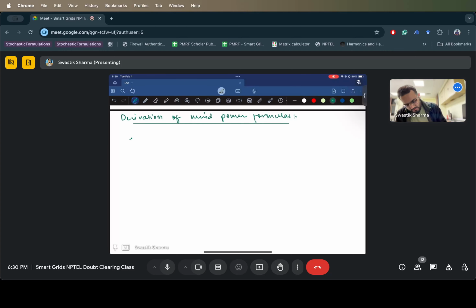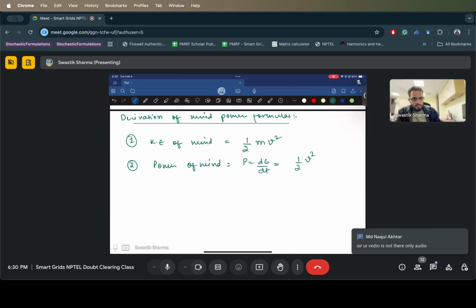So first of all, the kinetic energy of wind. How can we quantify that? It's half m v square, right? And what is the power that we can extract from this kinetic energy? P is equal to d by dt. So we do it. What is the expression that we get? Half v square dm by dt.